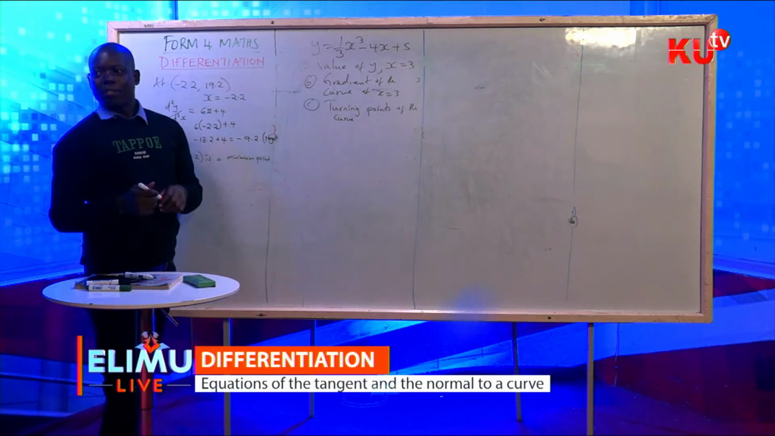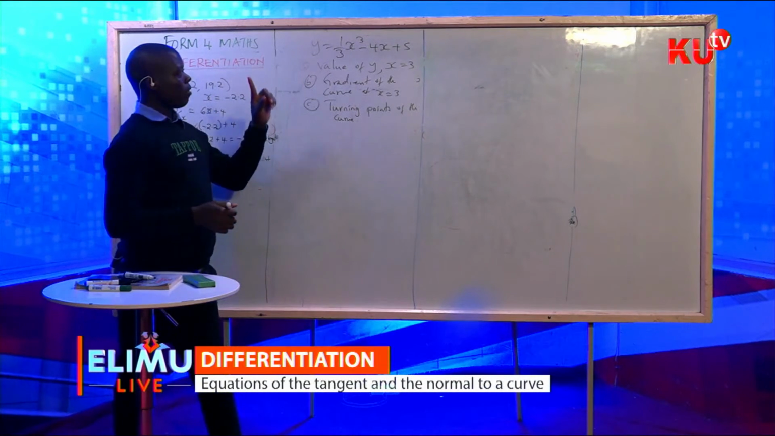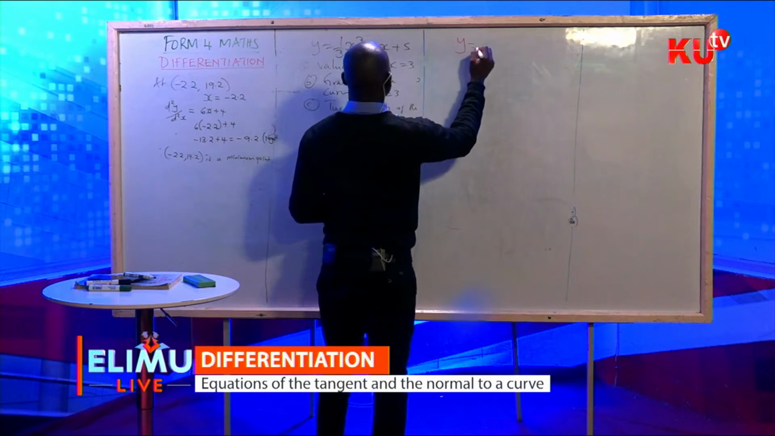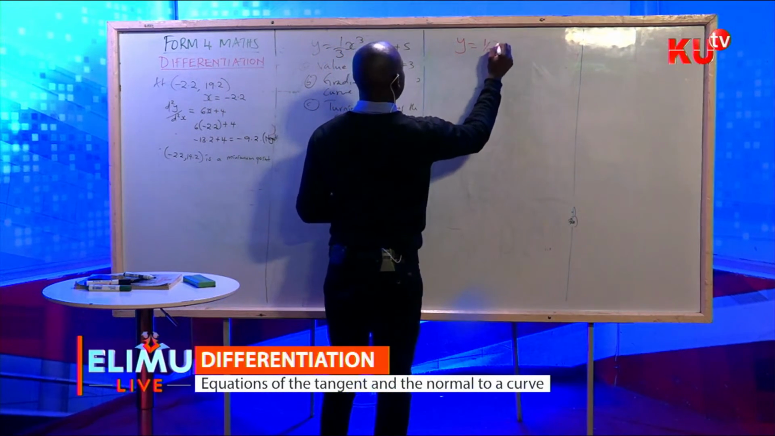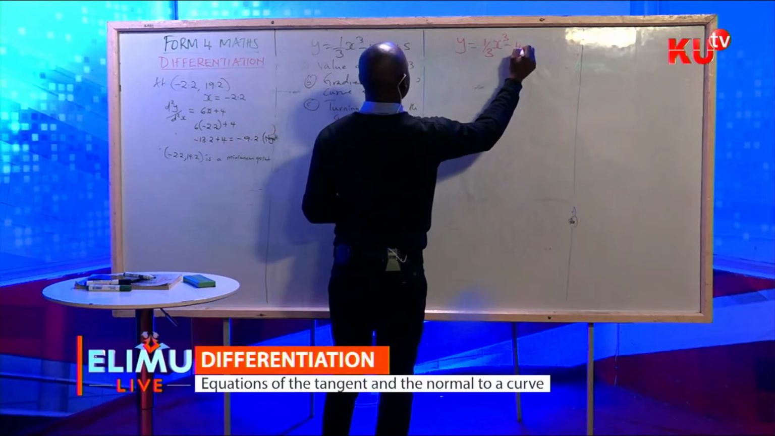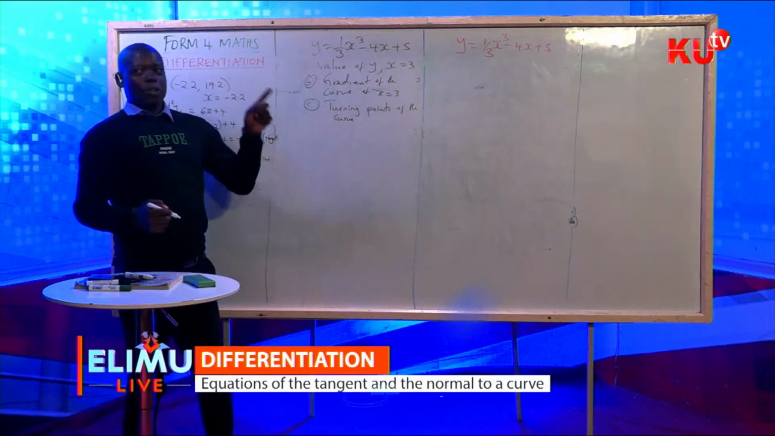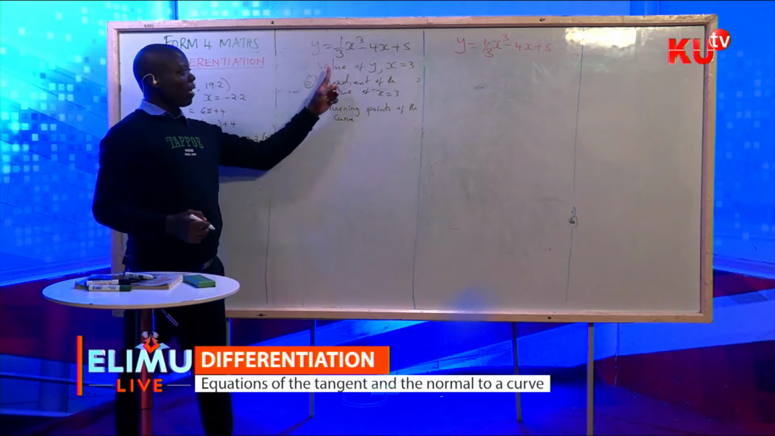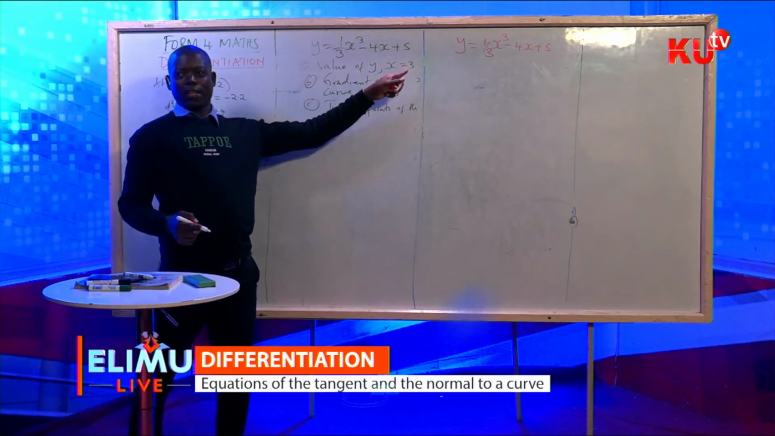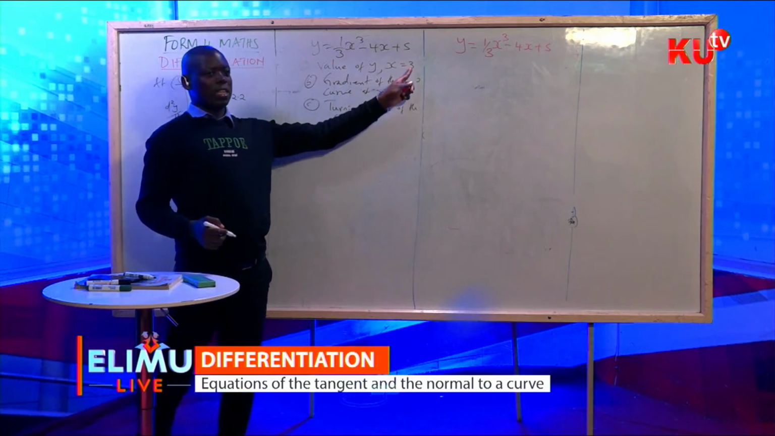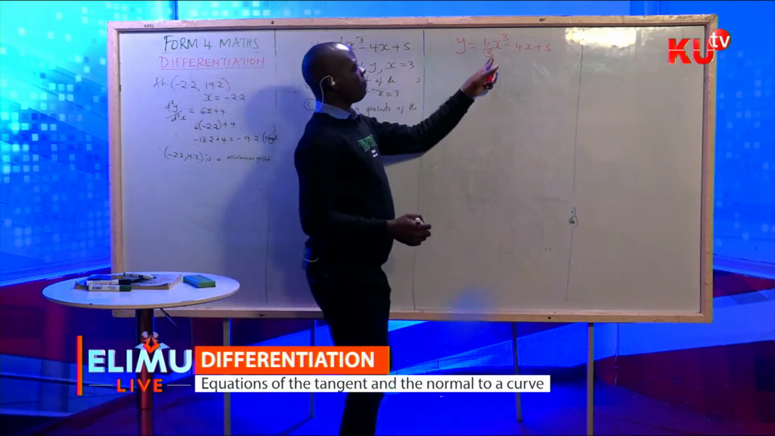So we'll start, students. The first thing is we have the function of the curve. y is equals to a third x cubed minus 4x plus 5. You are asked to find the value of y when x is 3. That is very direct. It means replace the value of x with 3.